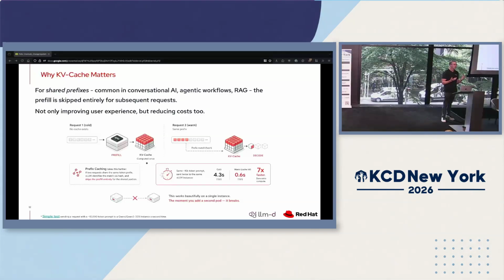And those are simple examples, but what about a massive system prompt? That could be 2,000 tokens, 5,000 tokens, they get bigger and bigger. So again, real benchmarks showing 7x improvement, no extra compute required for prefix caching. And again, huge optimization, and it works beautifully on a single GPU instance. But the second you actually scale this out and add a second pod to your cluster, this is where the strategy really breaks down.